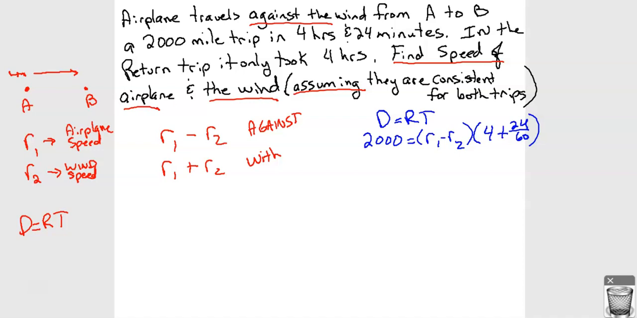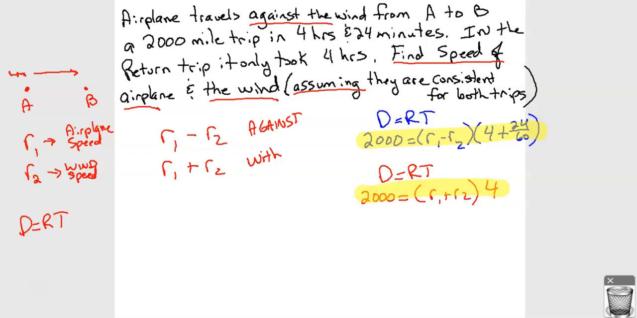And then my second equation, I'm going to do D equals RT as well. Once they get from A to B, now we're going to fly backwards from B to A. So again, the distance is still 2,000 miles, but the rate going back will be R1 plus R2, and it only took 4 hours to fly back. So notice my two equations. I'm going to set them up, simplify, and solve, and that way I can find the rate of the wind and the rate of the airplane.